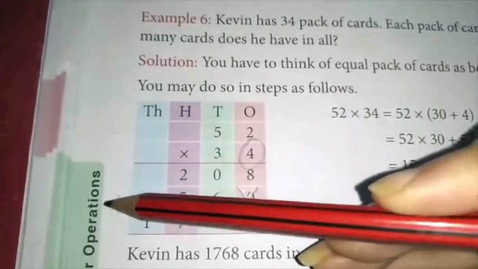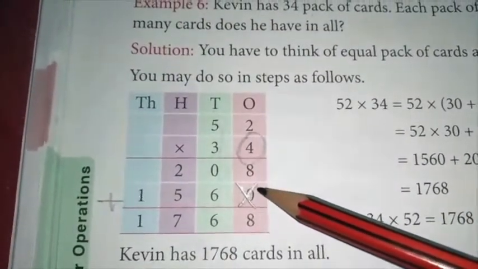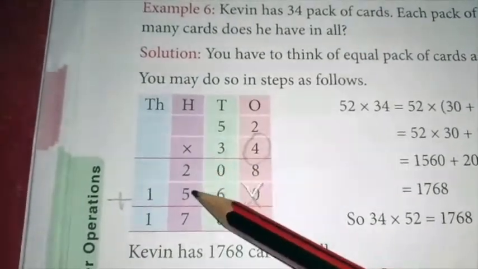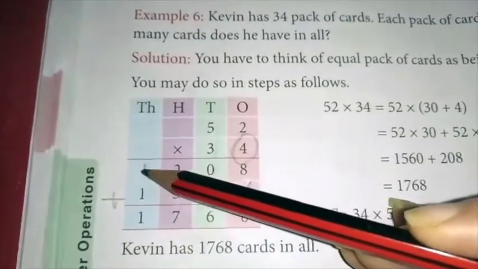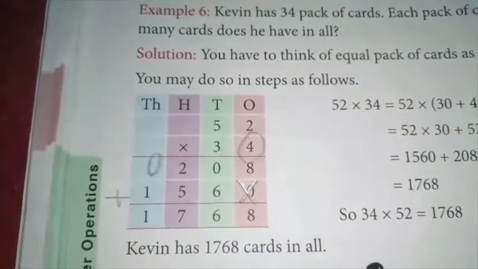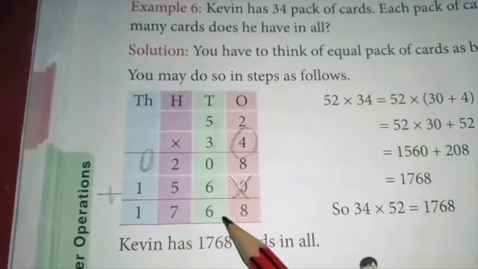Now what you do, you add. Now 8 plus cross, or 8 plus 0, is 8. 0 plus 6 is 6. 2 plus 5 is 7. And 1 plus 0, here nothing is there, you have 0. So 1 plus 0 becomes 1. So when you multiply 52 into 34, you get 1768.